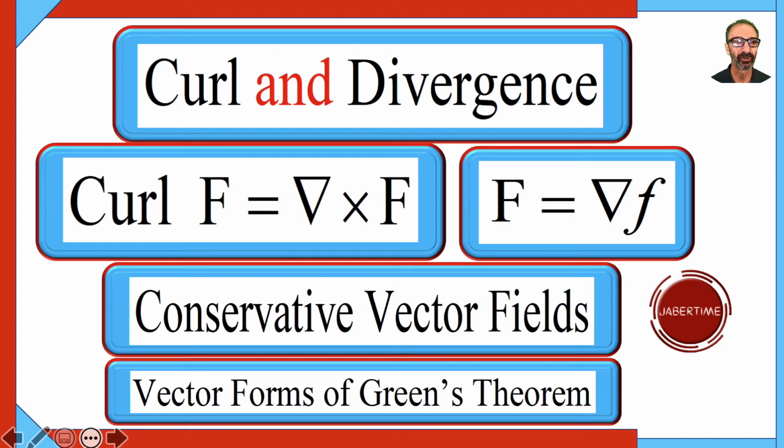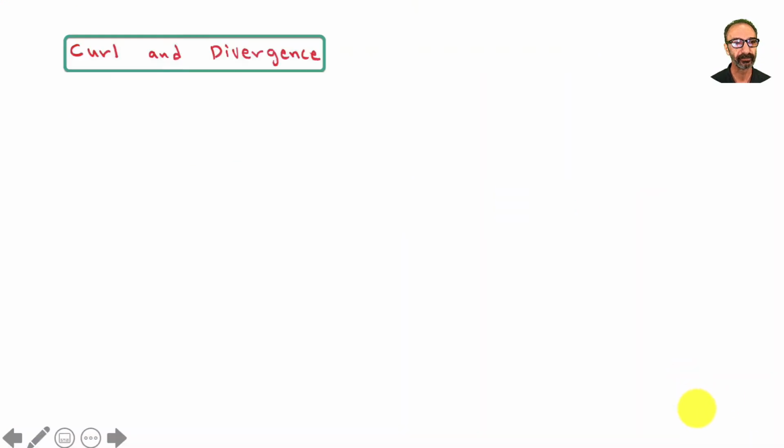Today I'm going to go over curl and divergence, the conservative vector fields, and vector forms of Green's theorem. Let's get into it. The curl and divergence. The curl is a vector and the divergence is a scalar.